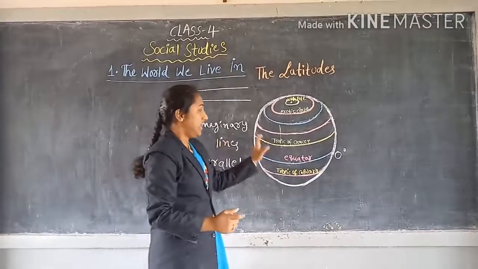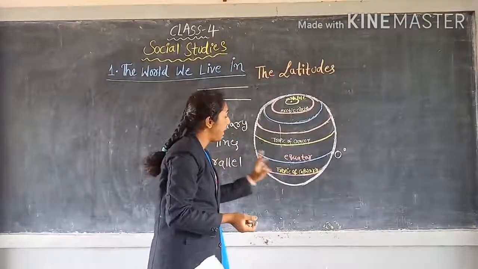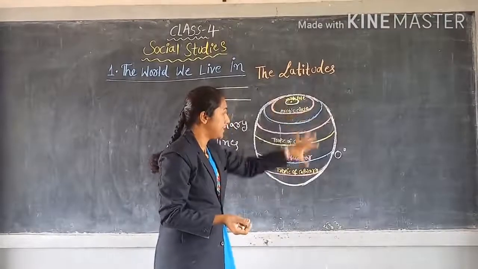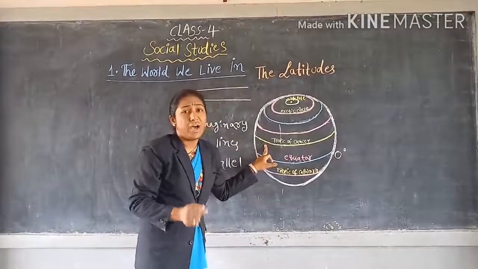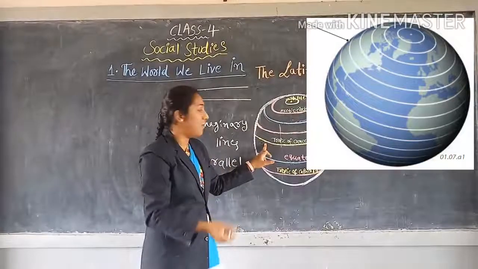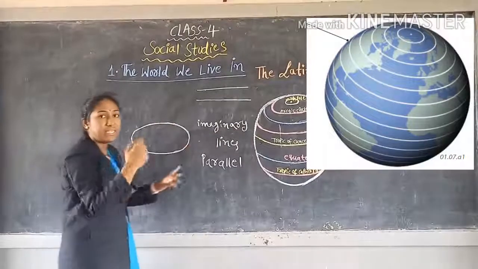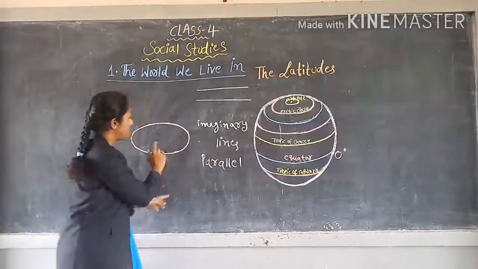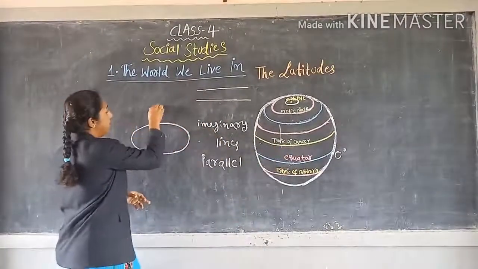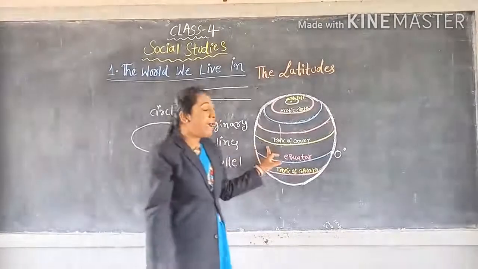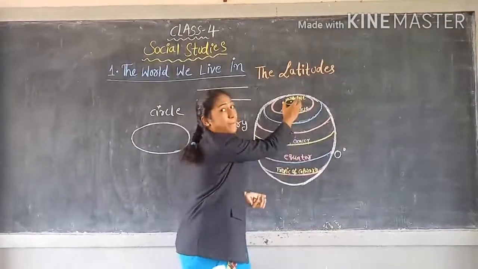One more time I am repeating, what are the latitudes? The imaginary lines parallel to the equator. These lines are called the latitudes. These latitudes are complete circles. Circle means round. So each latitude is a complete circle. And the latitudes become small towards the poles.